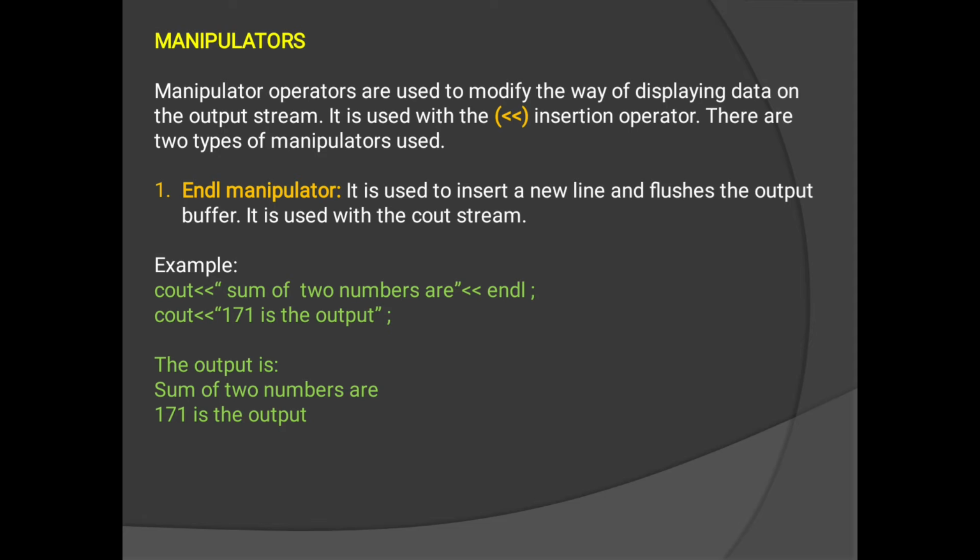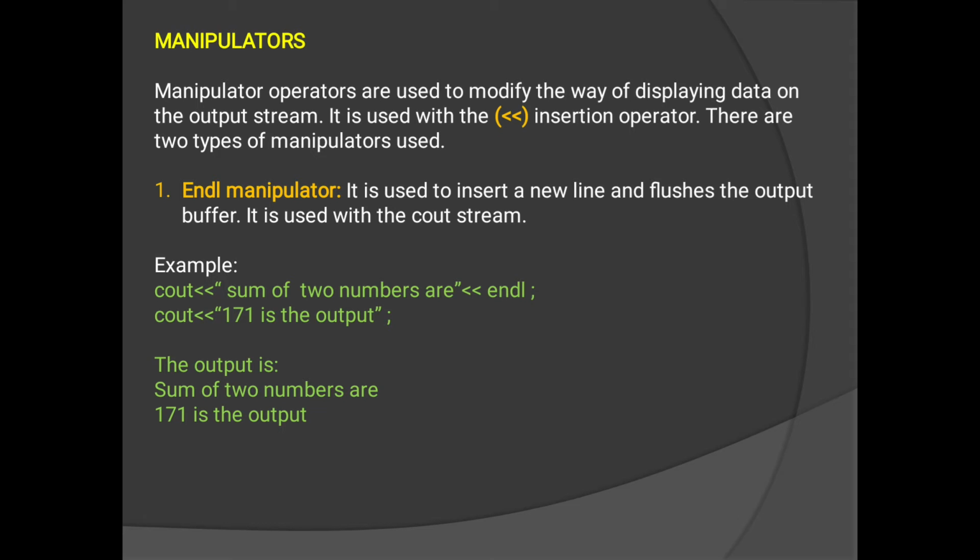Now what it does again is it flushes the output buffer. That means it forces cout to display that line statement, whatever output value is to be displayed. So this is used with the cout stream. Based on that, you have an example there.